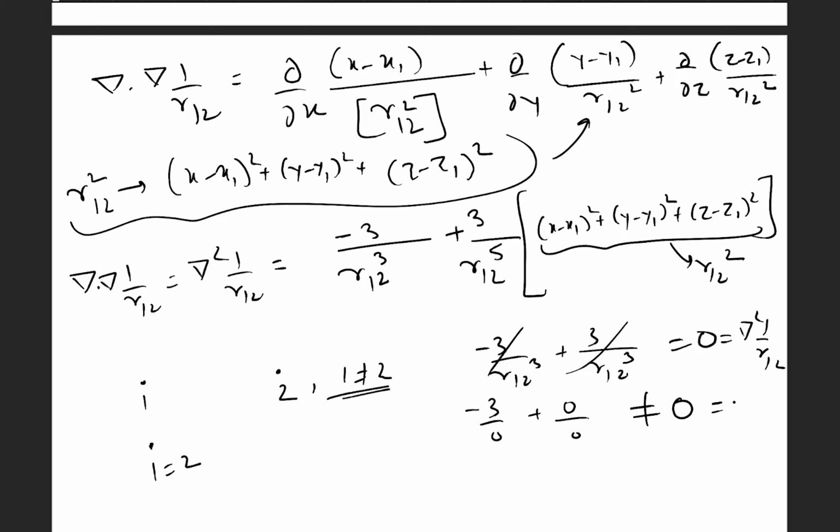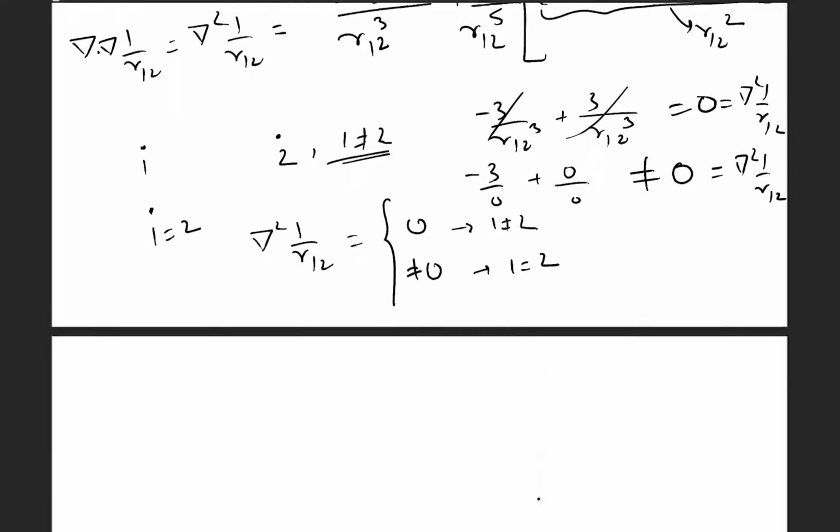So this is the beautiful thing about it, that del squared of 1 by r12 is equal to 0 when 1 is not equal to 2 and not equal to 0 when 1 is equal to 2. So this property we will utilize now in deriving the integral form of the Gauss law.